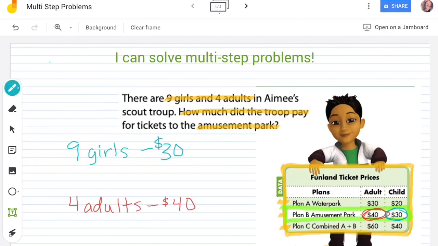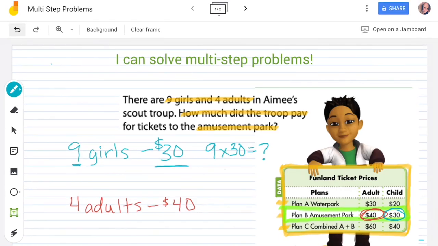Let's take a look at this. I have 9 groups of how many? That's right, 30. And I can represent that as a multiplication problem. 9 groups of 30 is going to give me the total amount spent on the girls' tickets. I can solve this multiple ways. If I think back to number bonds, I know that there are 3 tens that make up 30. If 3 tens make up 30, I'm going to represent it this way. 10 plus 10 plus 10 gets me 30. That means that I have to multiply this 9 by each of those tens.